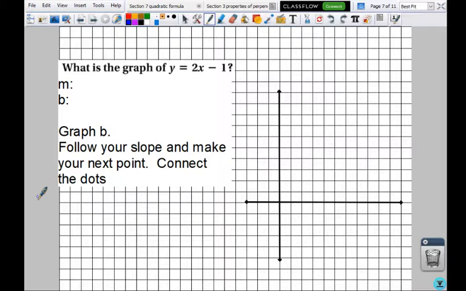Okay, so we're going to be graphing y equals 2x minus 1. When I graph, I need to do two things. I need to make sure I know what my m is, and I know what my b is. On this, my m is 2. But, and this is why we really like fractions for our m.